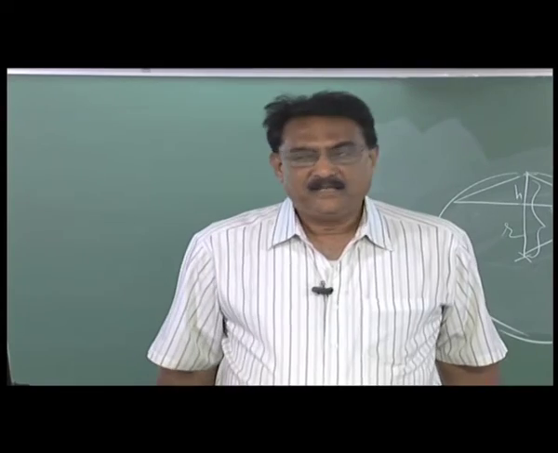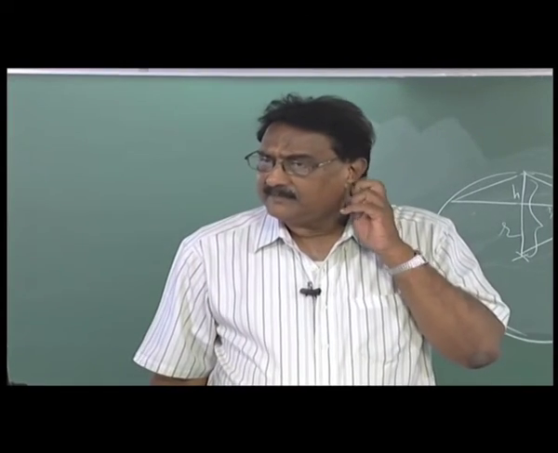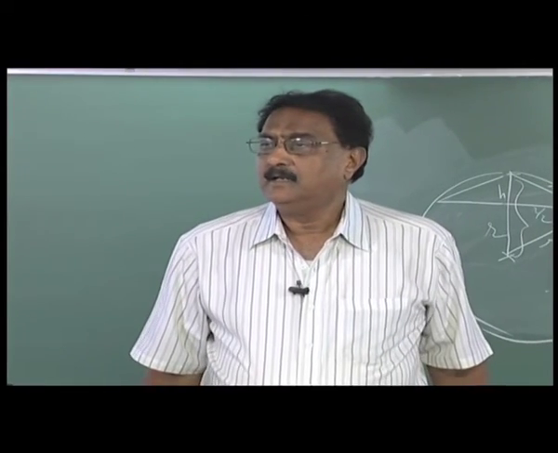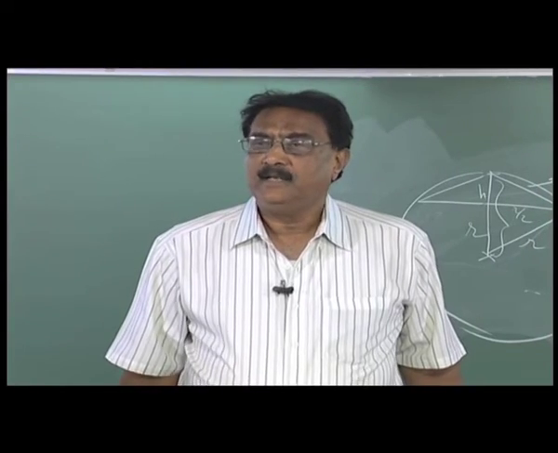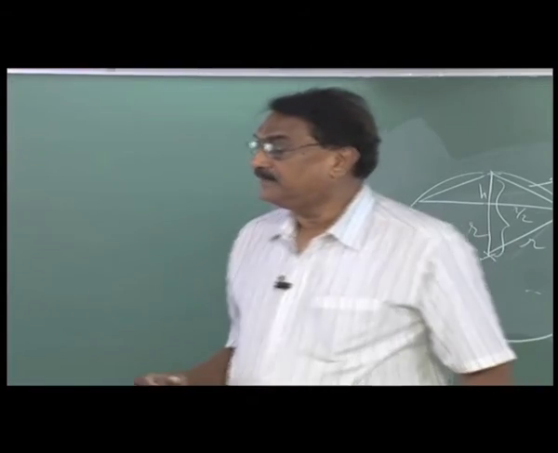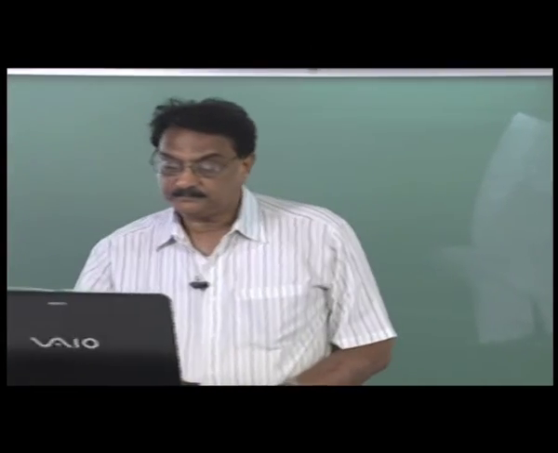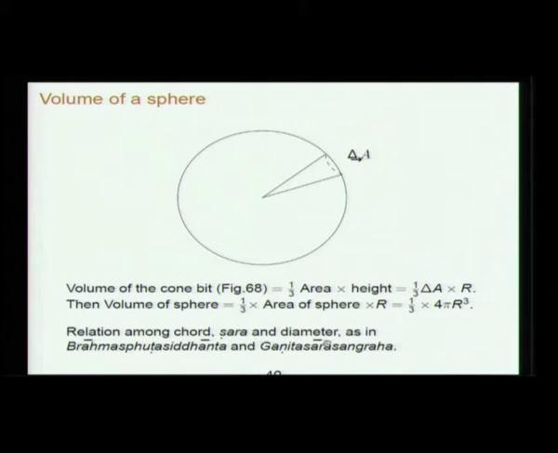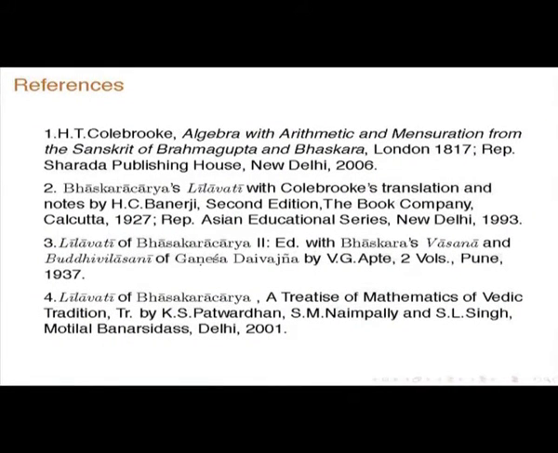They had the area of a circle given earlier, even Mahavira had given that, and Brahmagupta also would have known that, but the area of a sphere and the volume, this is the first time it is explicitly spelled out. And again the relation among chord, Shara and diameter, so these are standard things, we had discussed this earlier. The references are given here.